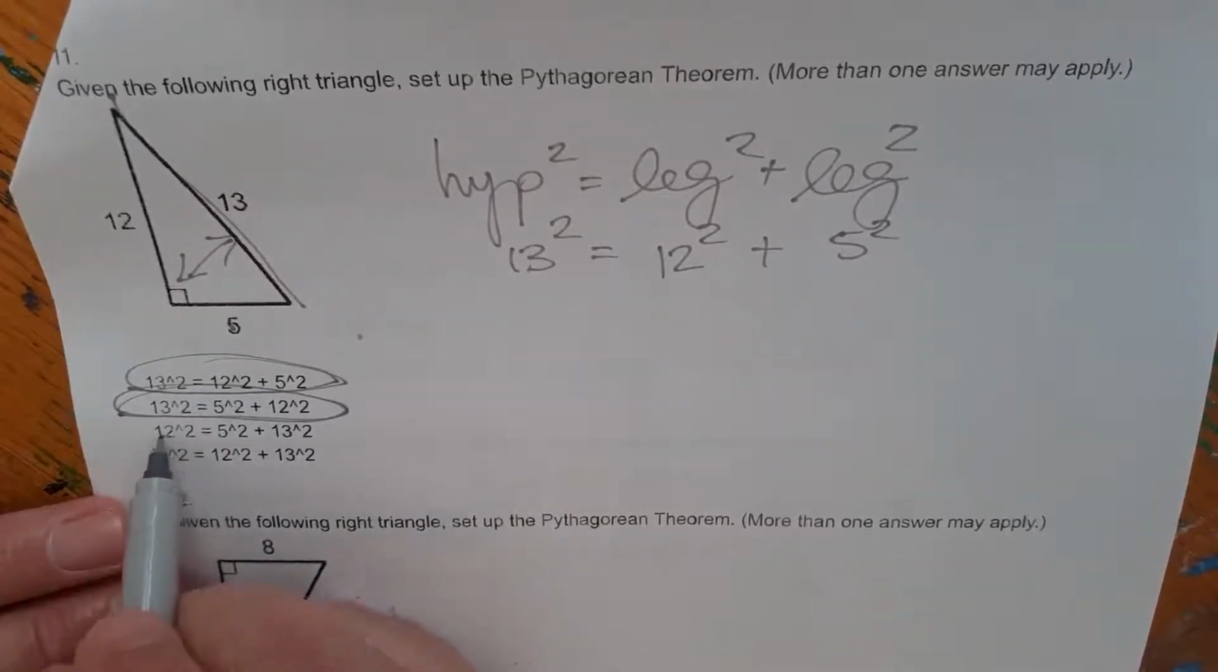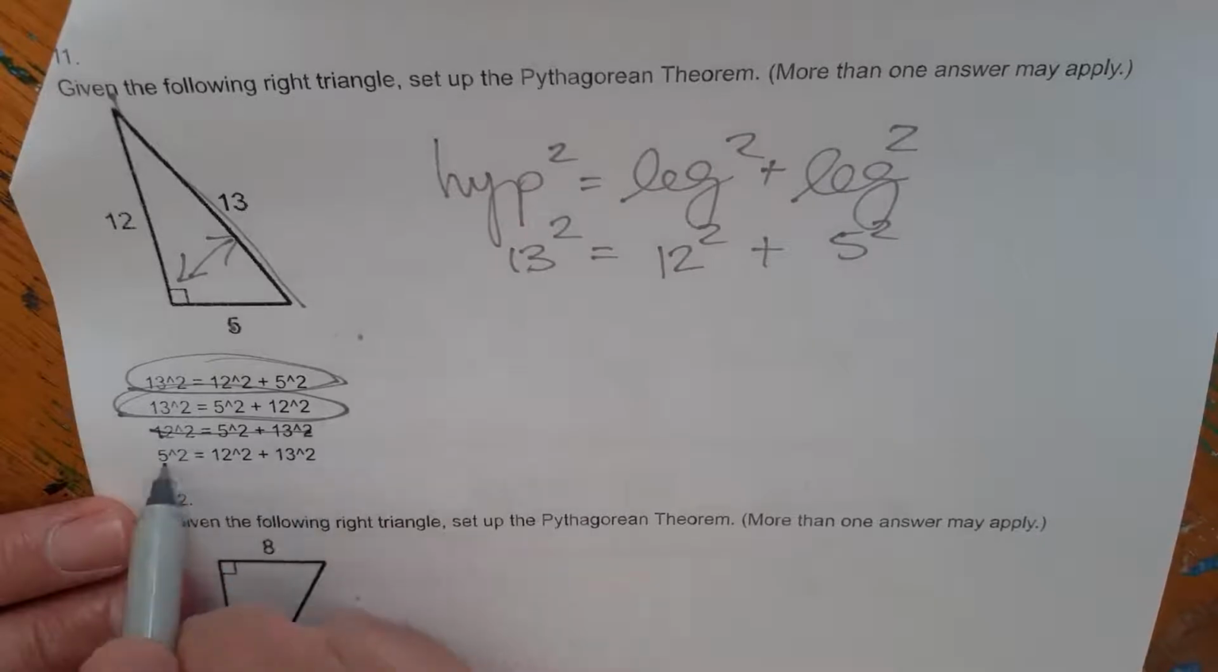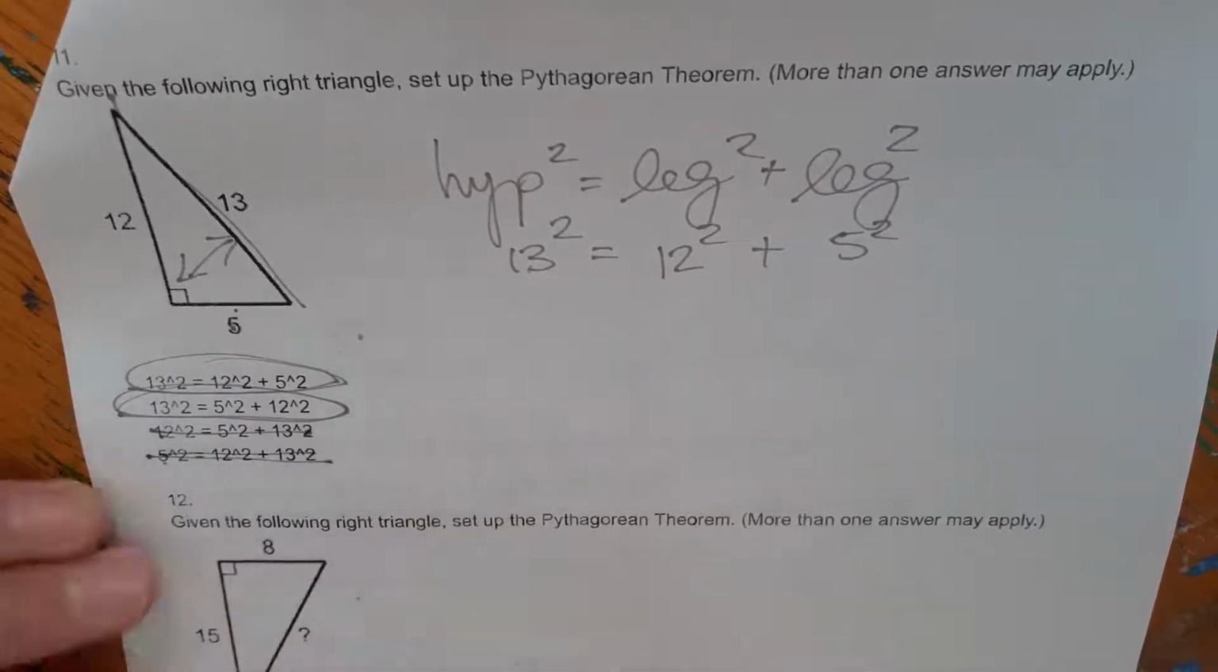This has a 12 squared, see how it's in the hypotenuse position? No. See how the 5 squared is a leg and it's in the hypotenuse position? No. Those two are wrong.